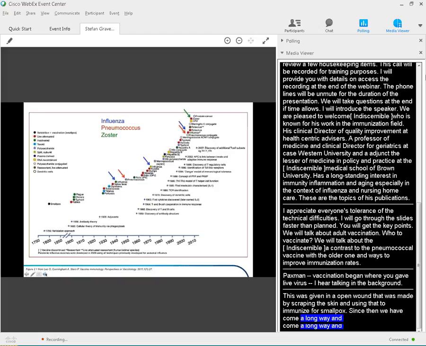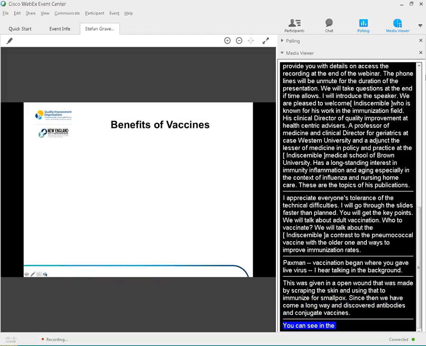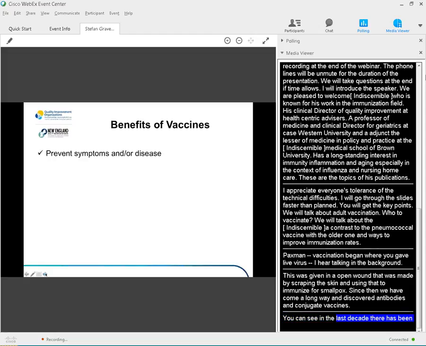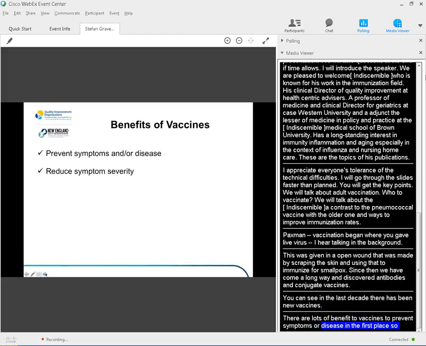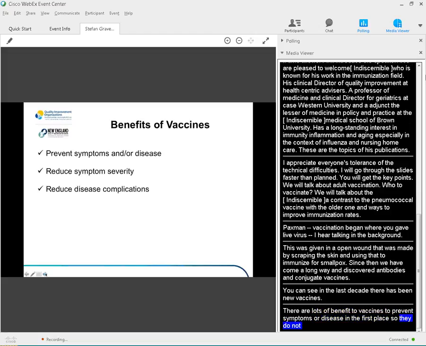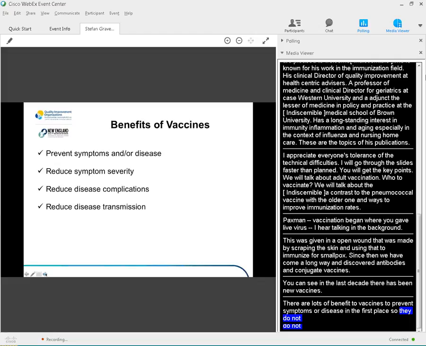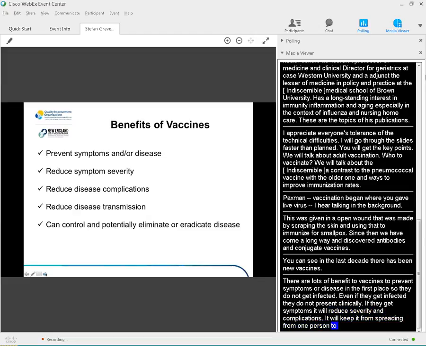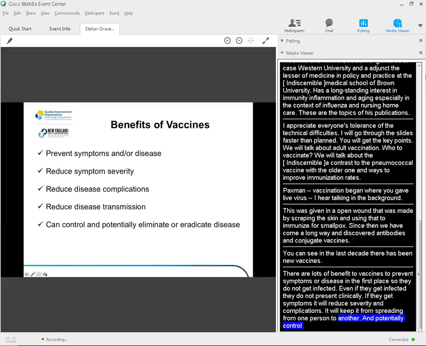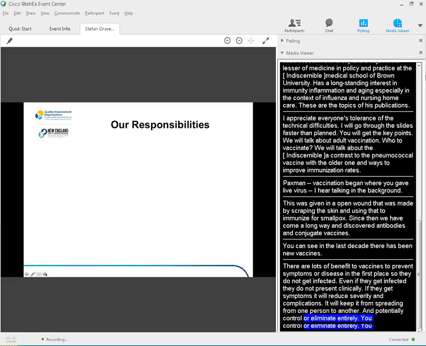You can see in the last decade, there's been a whole bunch of new vaccines, so the pace has been accelerating. There's lots of benefits to the vaccines to prevent symptoms or disease in the first place, so they don't get infected, or even if they get infected, that they don't present clinically. If they get symptoms, to reduce the severity, reduce complications from the disease, keep it from spreading from one person to another, and potentially control or eliminate entirely. You can do that, for example, with diseases that are only carried in people, like pneumococcal disease or pertussis.